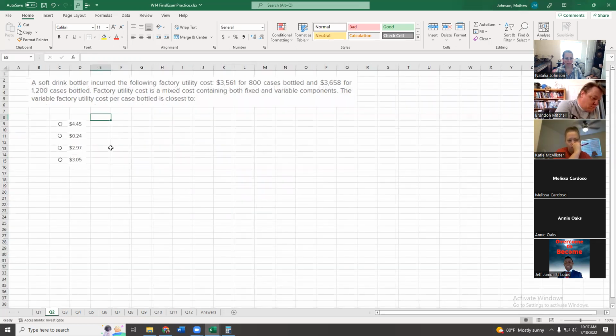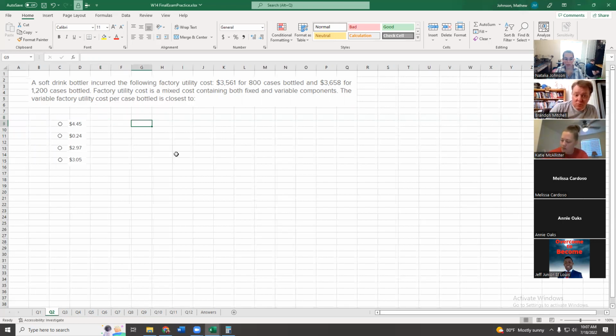Okay. A soft drink bottler incurred the following factory utility costs: $3,561 for 800 cases bottled and $3,658 for 1,200 cases bottled. Factory utility cost is a mixed cost containing both fixed and variable components. The variable factory utility cost per case bottled is closest to.